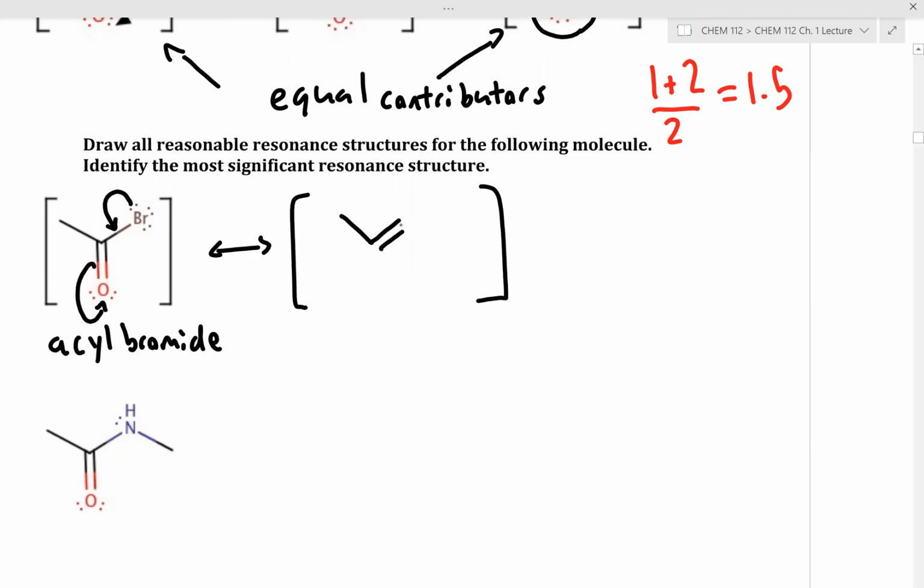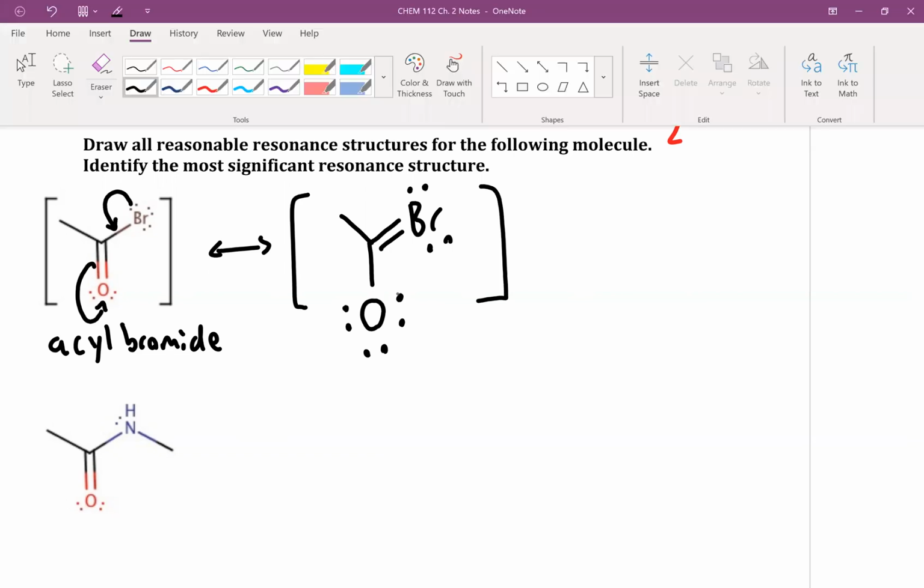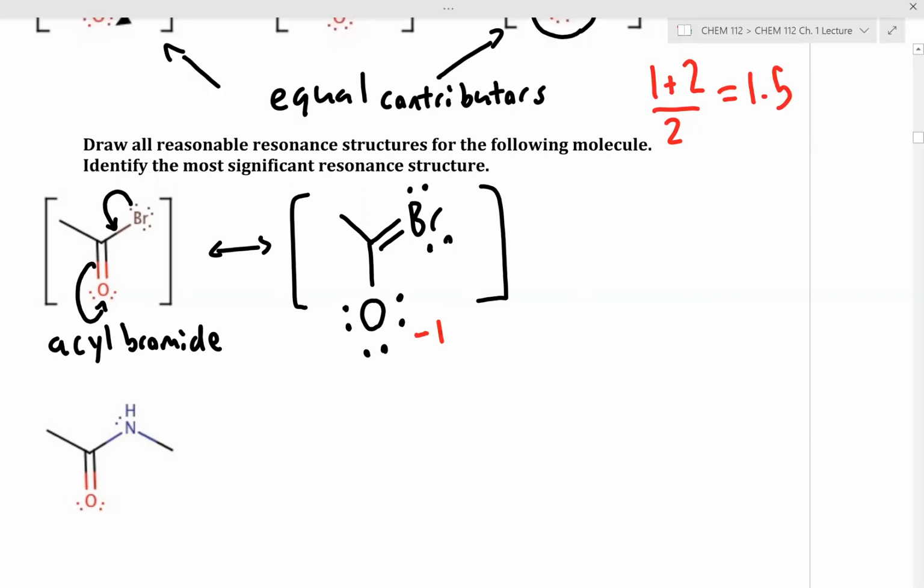So then we have the following structure, which should immediately be setting off some red flags to some people. I haven't drawn my formal charges. Let's do that really quickly. What's the formal charge on oxygen? -1, exactly. And what's the formal charge on bromine? +1. Yep. An important thing when thinking about resonance structures is your total charge will not change, right?